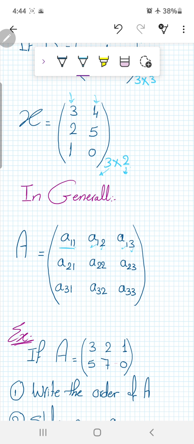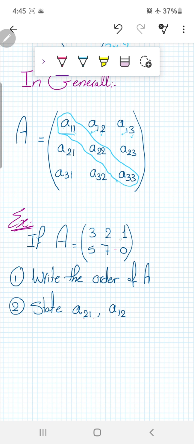And also we have the main diagonal or the principal diagonal. What is the main diagonal? Here we have the elements A11, A22, A33. This is called the main diagonal. Okay, let's take some examples.